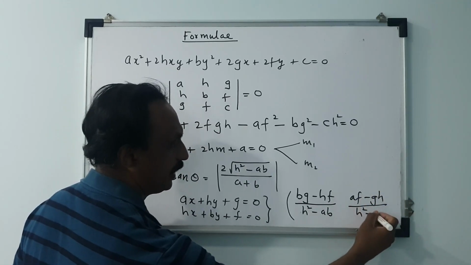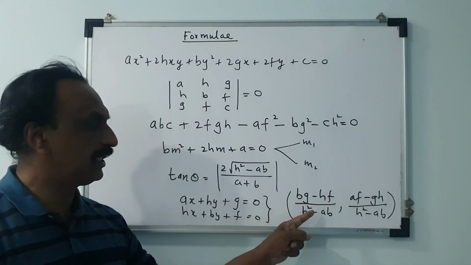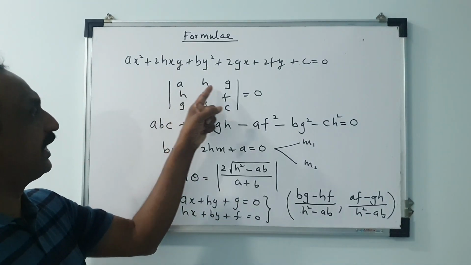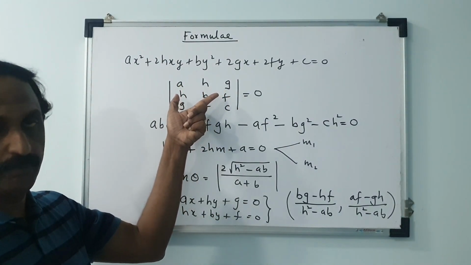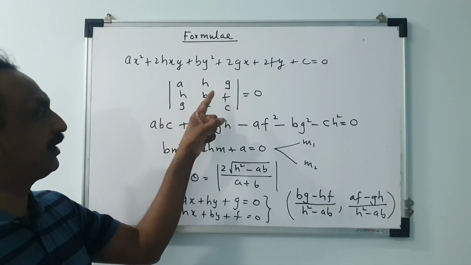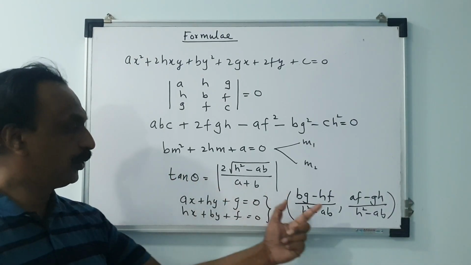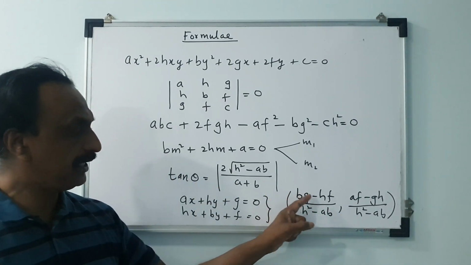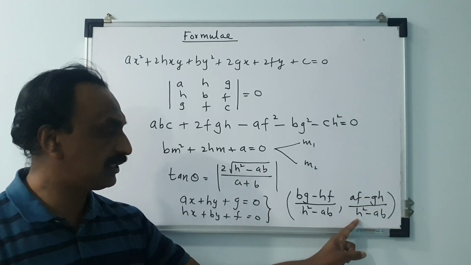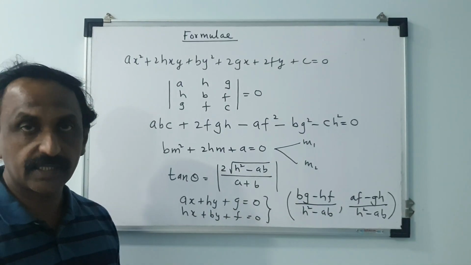This is the formula to calculate the point of intersection. It may be a little difficult to remember this formula, so here is an easy way. Just create two linear equations of the same form, ax plus hy plus g equal to 0, hx plus by plus f equal to 0, and solve both equations simultaneously. You will get the point of intersection as (bg minus hf) upon (h square minus ab) and (af minus gh) upon (h square minus ab).